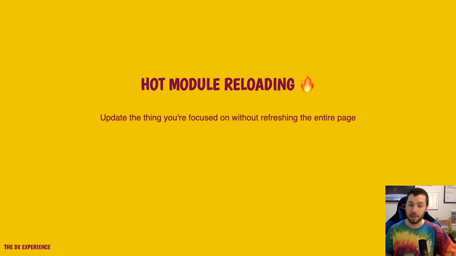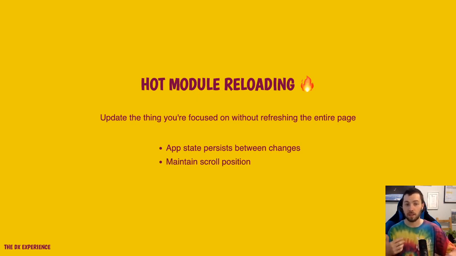Hot module reloading is important because it means that your app state persists between the changes that you make. It also means for our case, if we're developing something halfway down a long page like documentation or a blog post, your scroll position is maintained and the context that you're working within stays the same. All of this means that the feedback loop between making a change and seeing the result is shortened dramatically, which increases your speed of iteration on a website.